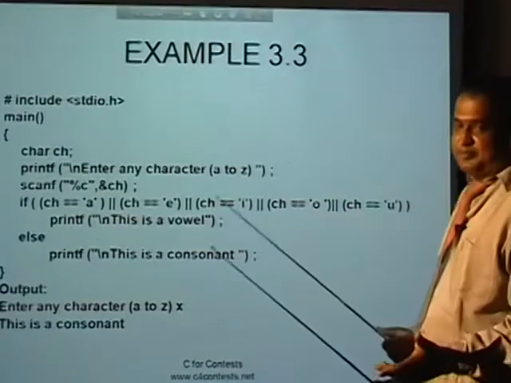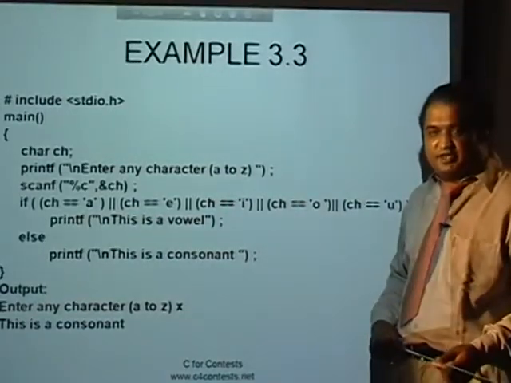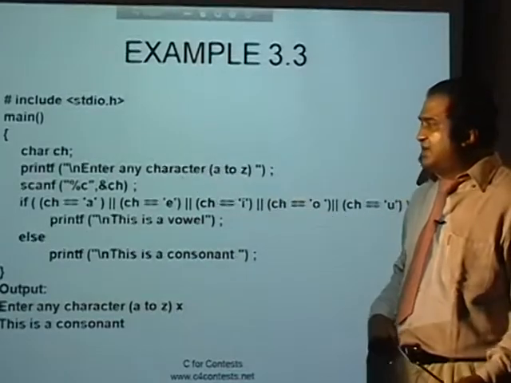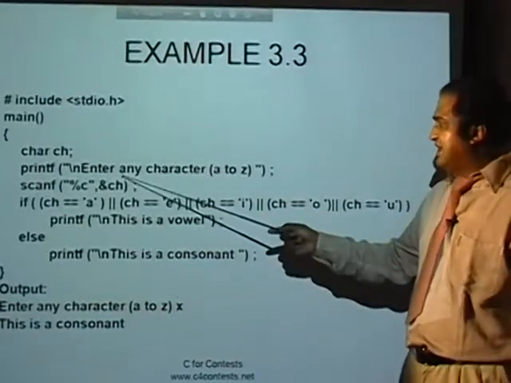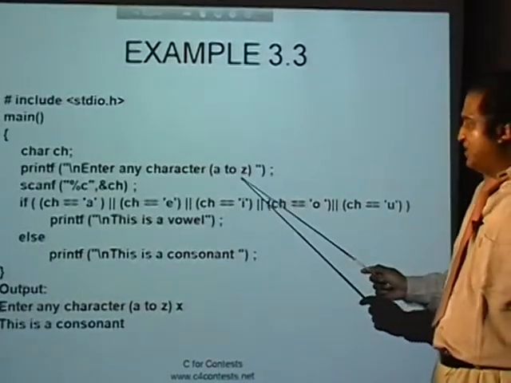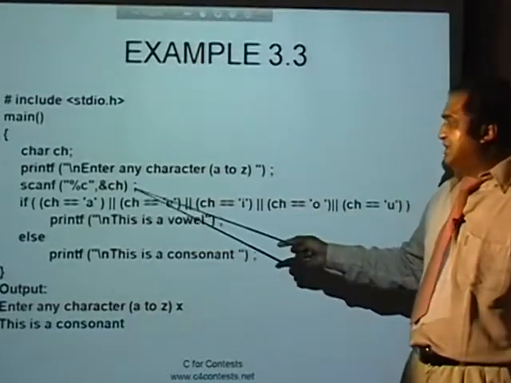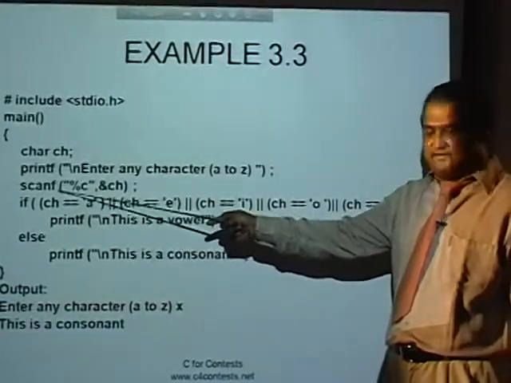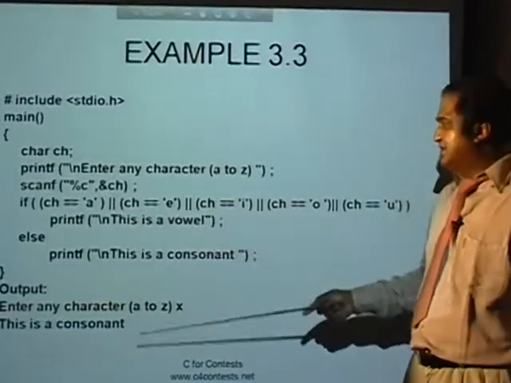So let's look at an example. It's pretty simple again. This is example 3.3 from the C4 contest book. Again, we have stdio.h. We have the main function, as we have mentioned before. We are taking a character. Enter any character A to Z. Prior to that we have also declared a character, ch, and then we are reading the input by scanf, as a character, percent c, since it's a character.